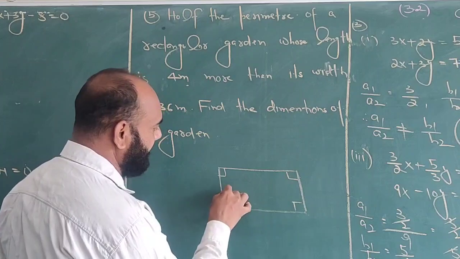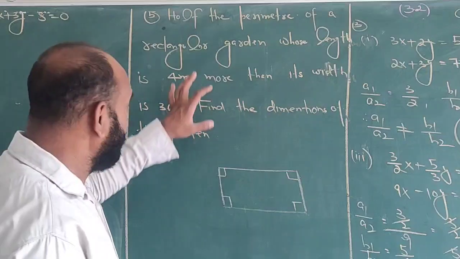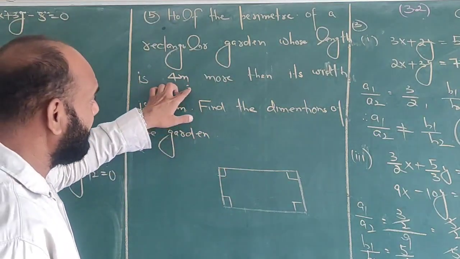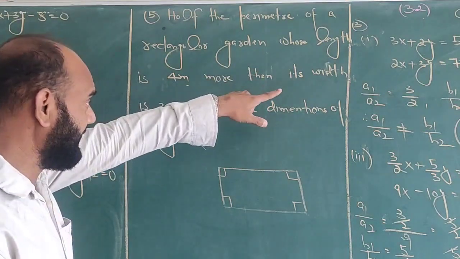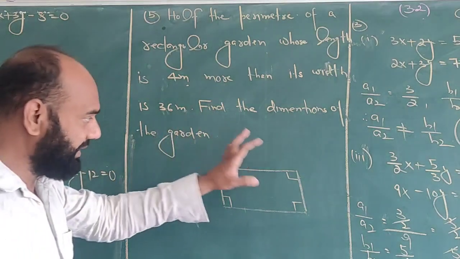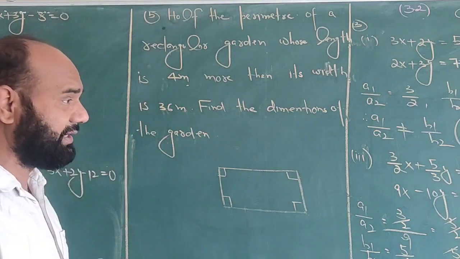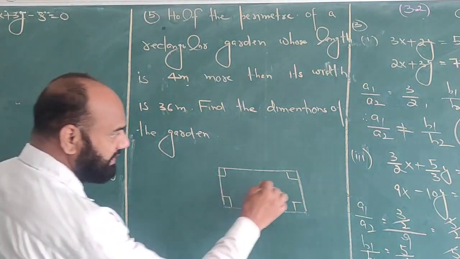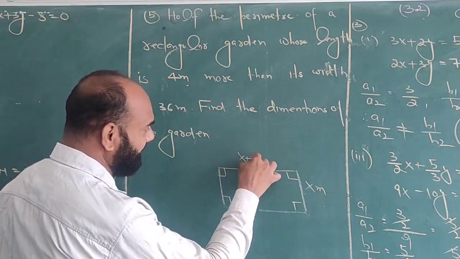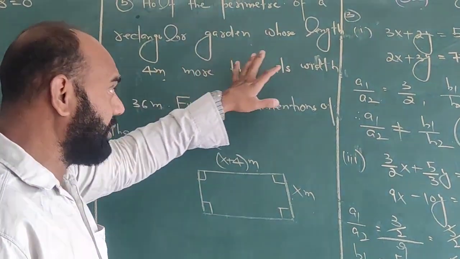And here it is given that half the perimeter of a rectangular garden is 36, and it is given that the length is 4 meter more than its width. So suppose the width of the rectangular garden is x meter, therefore the length must be x plus 4 meter, because it is given that the length is 4 meter more than its width.